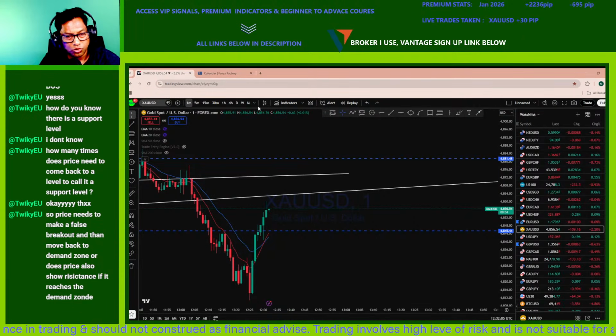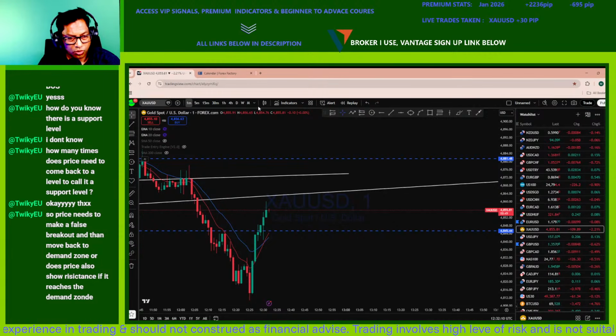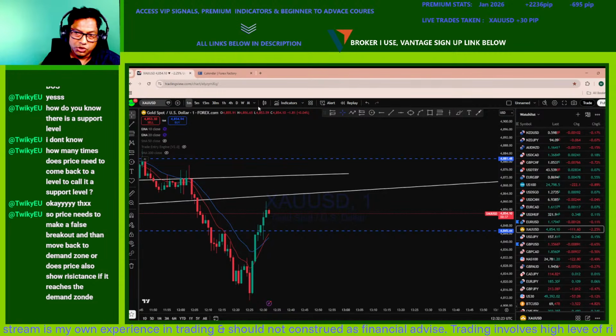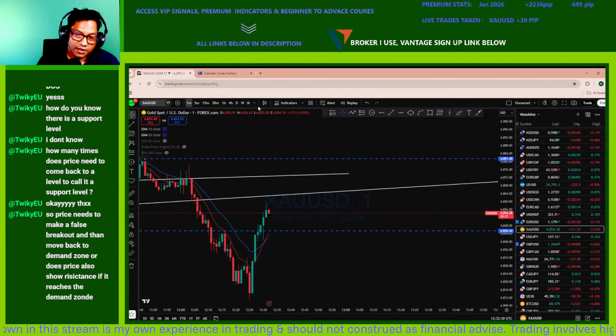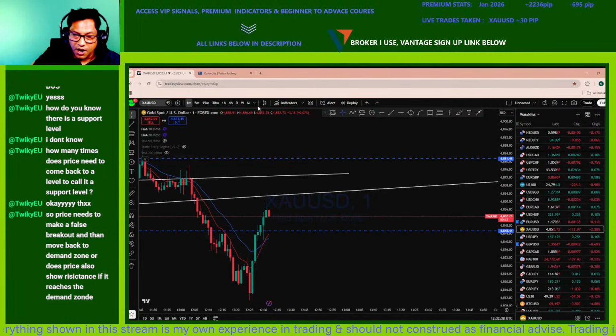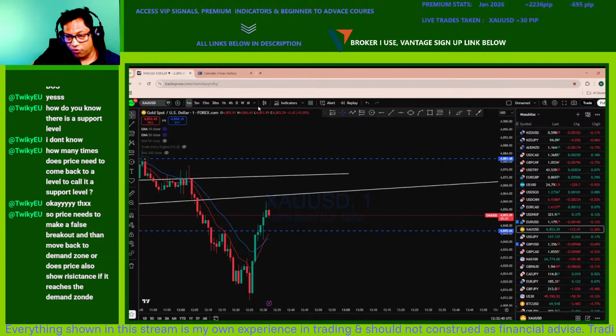so price needs to make a false breakout and then move back to demand zone, or does price also show... So firstly, understanding false breakout is important, because if you look at that certain level in the past, the market respected that, that means the buyers came out and the market has gone up, either crossing that or from that level.